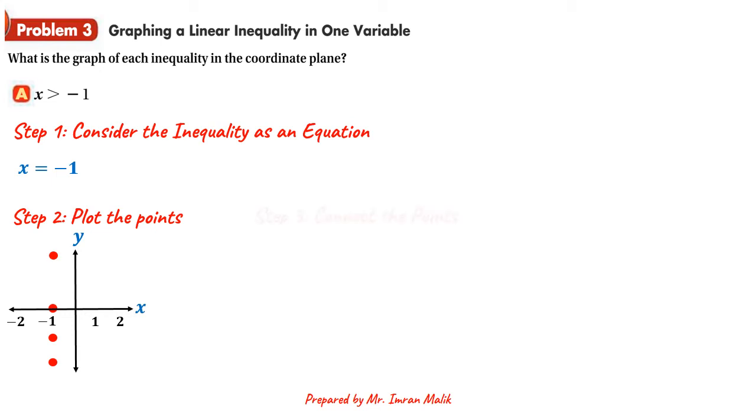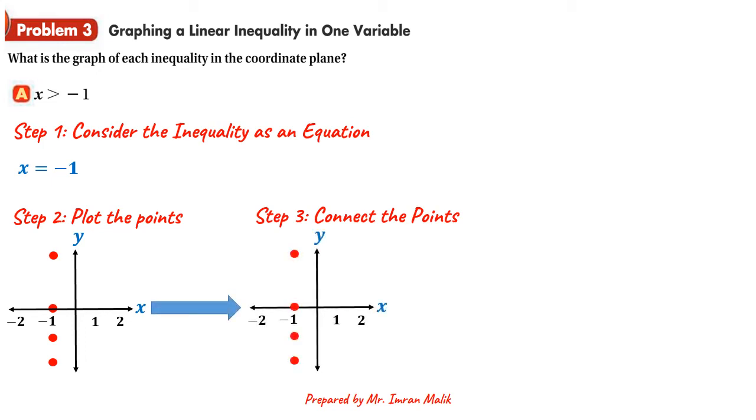Now let's look at step number 3. In this step, we would like to connect these 4 points with a straight line. At this step, we have successfully plotted a graph of x is equal to -1. But wait, the question says we need to graph an inequality and not an equation. So therefore, we have not finished our question yet.